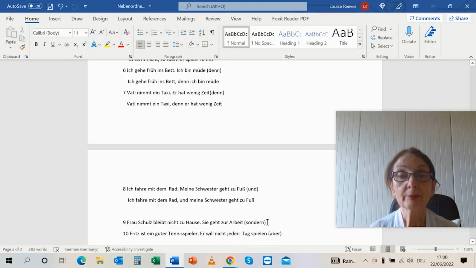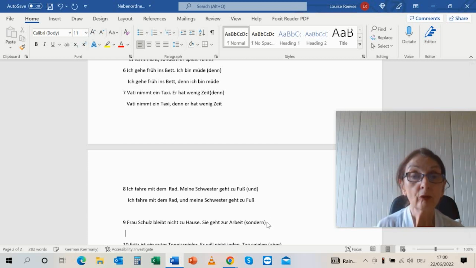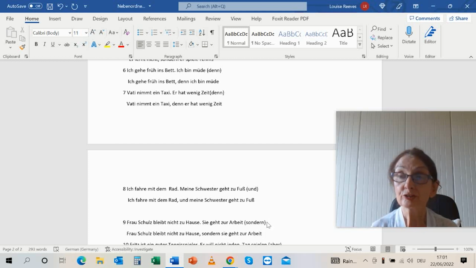Frau Schulz bleibt nicht zu Hause, sie geht zur Arbeit. And we're using sondern. So we have an opposite again, on the contrary. So, Frau Schulz bleibt nicht zu Hause, sondern sie geht zur Arbeit. That's on the contrary, remember, quite the opposite. See it? On the contrary, quite the opposite. The opposite of what you said before. And that's when you use on the contrary.